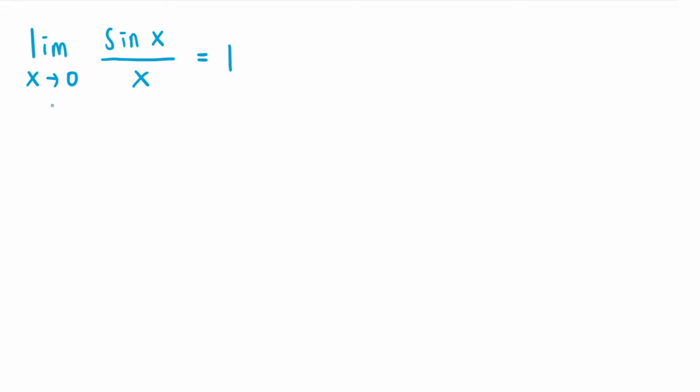The limit as x approaches 0 of sine of x over x equals 1, which is a very well-known limit called the fundamental trigonometric limit. I'm going to be proving it here using the geometric proof, which involves the squeeze theorem.